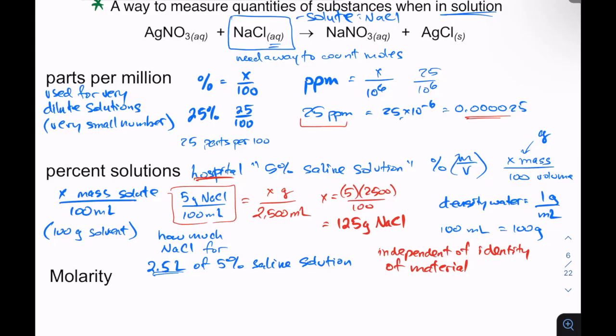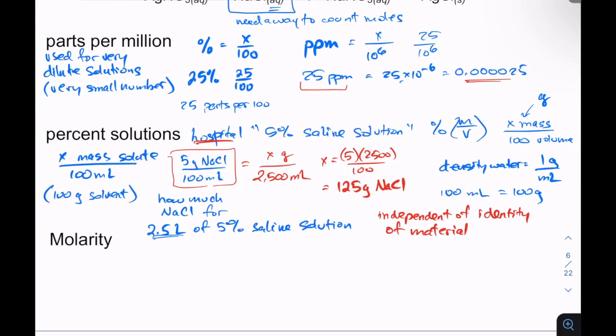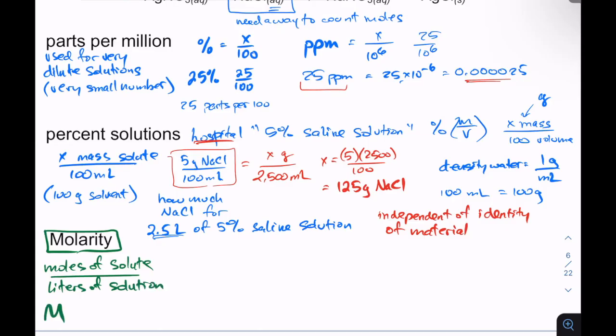Now, that's in the hospital. We're in the laboratory, doing science, so we're going to work with molarity. And molarity is how we can actually count the number of moles directly, but we need to do a little bit of work to get there. So the definition for molarity is moles of solid divided by liters of solution. We use a capital M for our symbol for molarity.